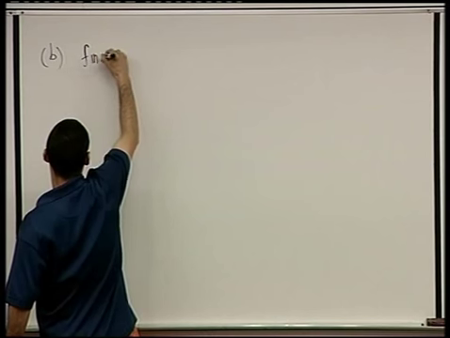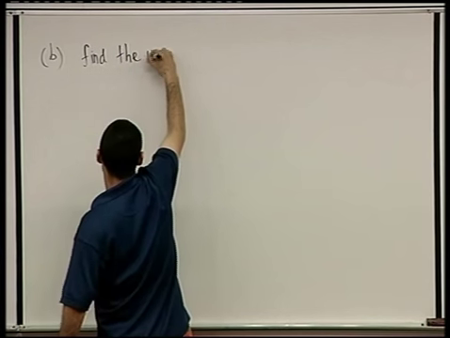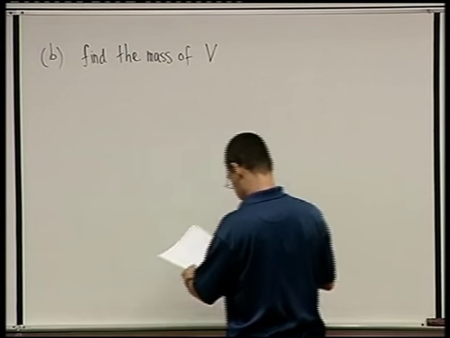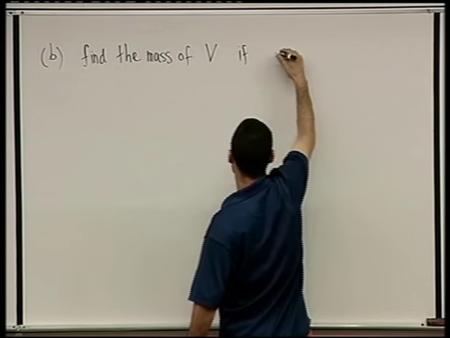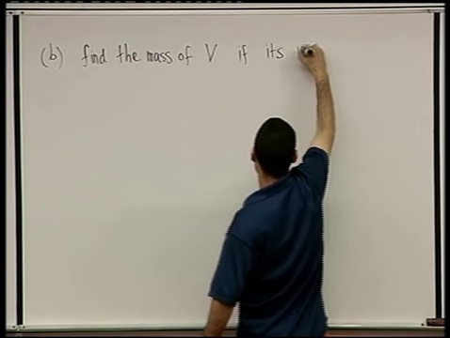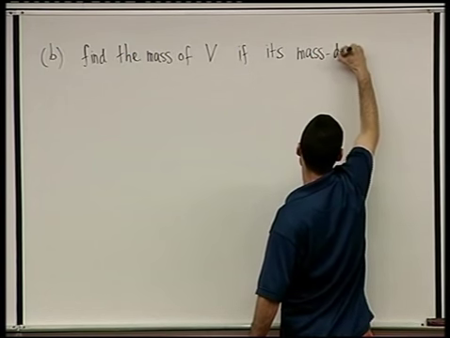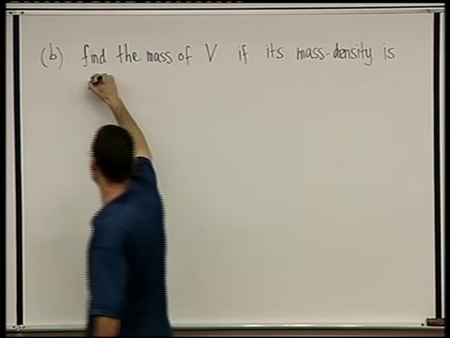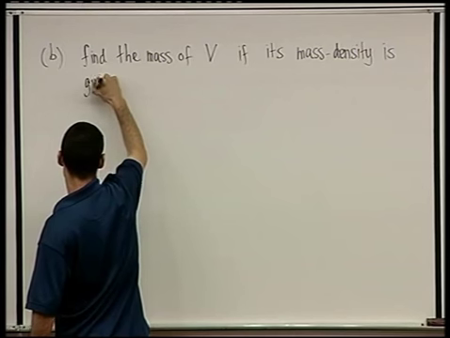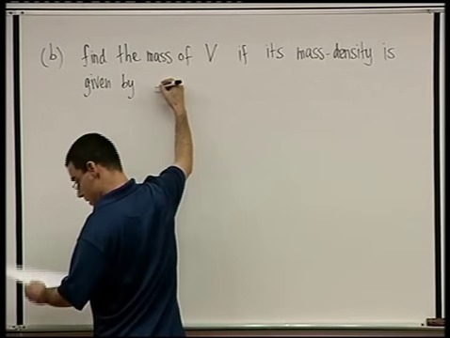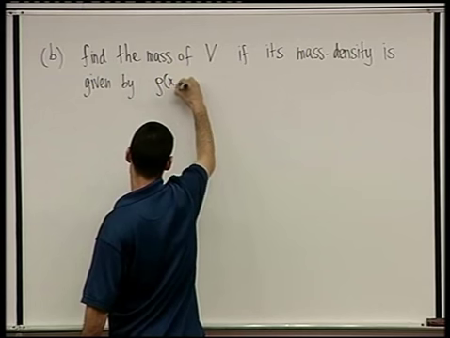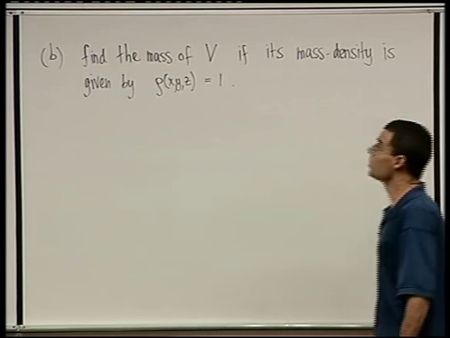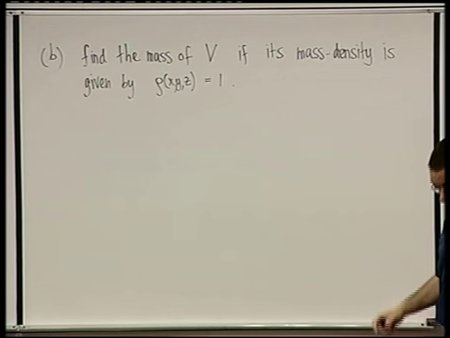Find the mass of V if its mass density is given by rho of xyz equals 1. So in fact, it's a constant mass density.